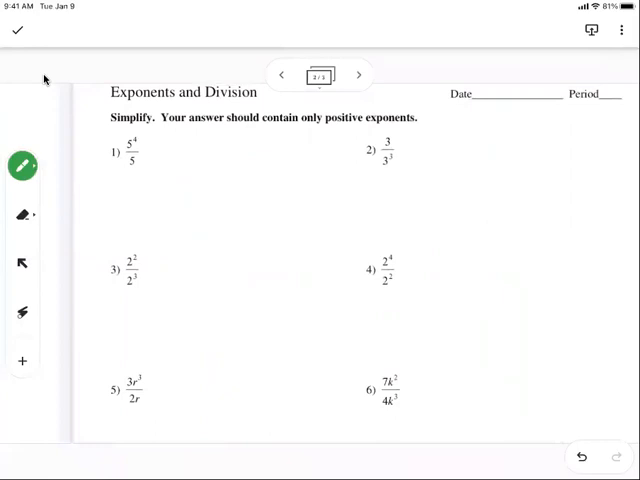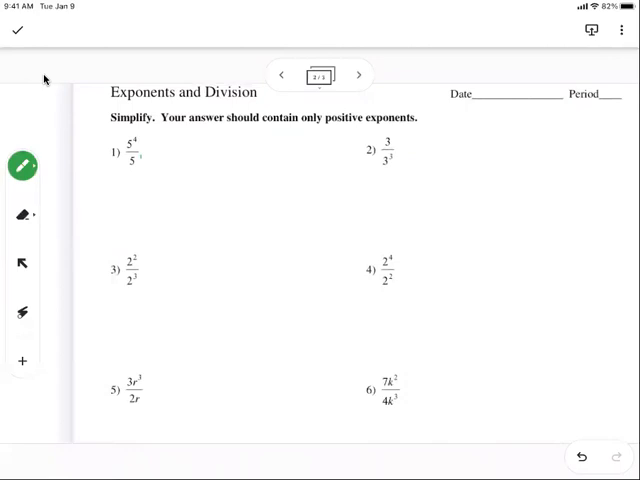So, simplifying exponential expressions. Number 1, if I wanted to simplify 5 to the 4th power over 5, first thing you have to realize is that 5 at the bottom has an invisible exponent. What invisible exponent do we have here? A 1. So if this is helpful for you, you can write the little exponent of 1 there so you can see that it's 5 to the 4th over 5 to the 1st.